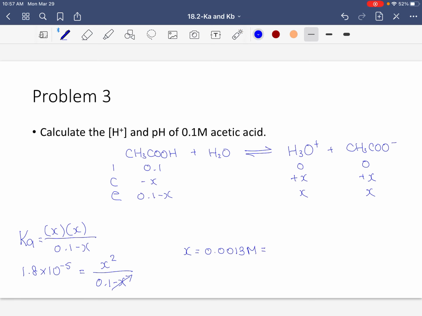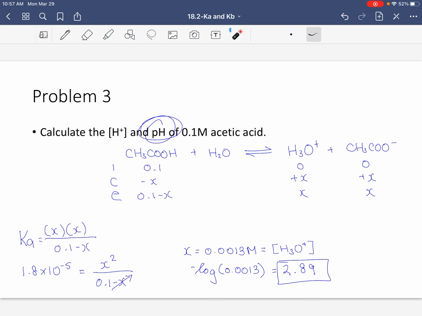This is your H3O. You want to know what the pH is? It's very simple. Just negative log that. So by negative logging 0.0013, your answer is 2.89. So vinegar at standard temperature and pressure has this pH at this concentration.